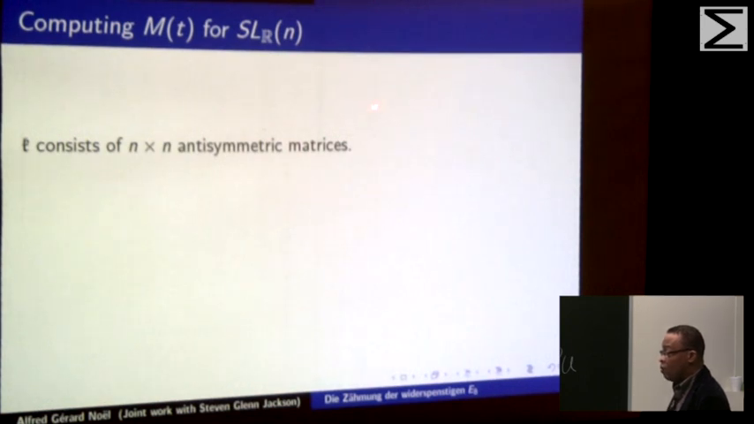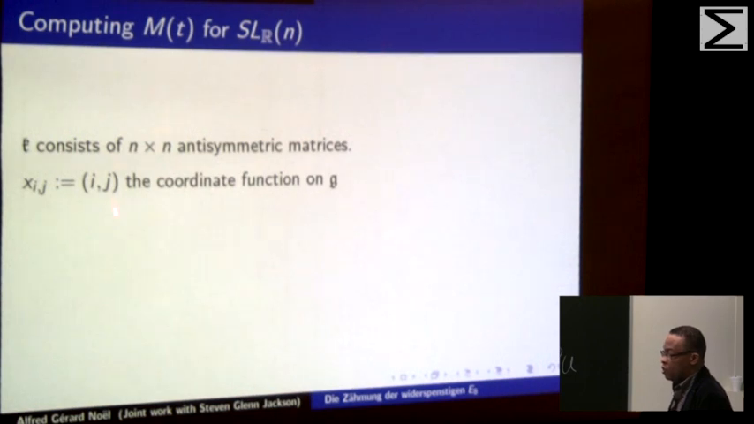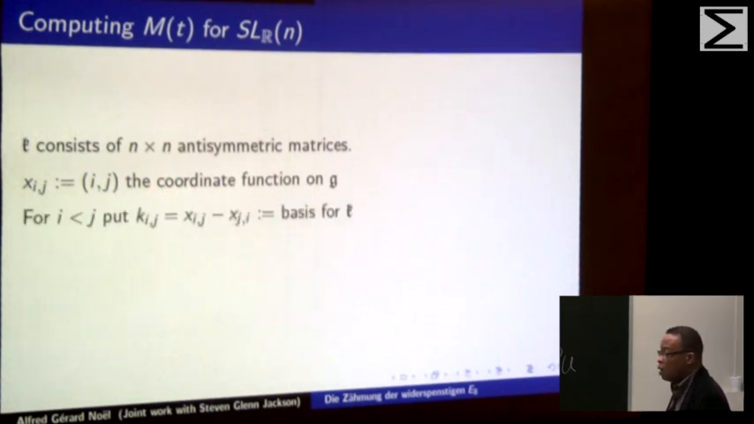So now I'd like to go over some examples. Let's look at SLN R. This is the set of matrices with real entries with trace zero. In this case, as I explained over here, the K that we talk about will be antisymmetric n by n matrices. There is a coordinate function that I can write down this way, basically the ij entry that you have. And I can define this to give you a basis of K, and then you can see clearly that you have this.